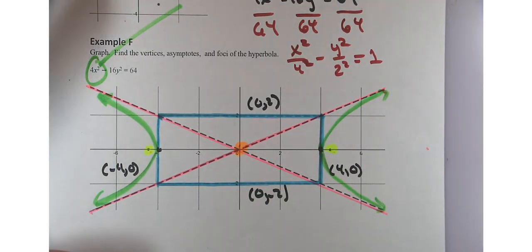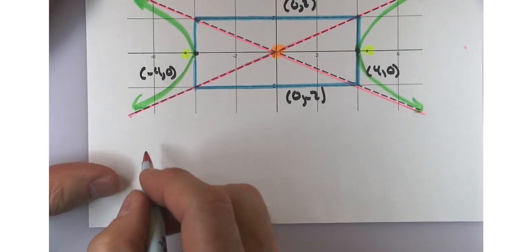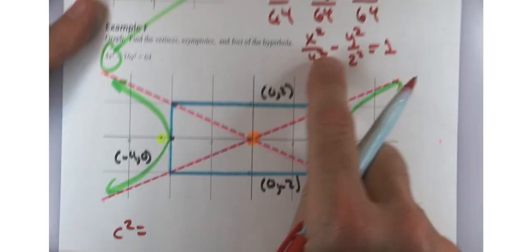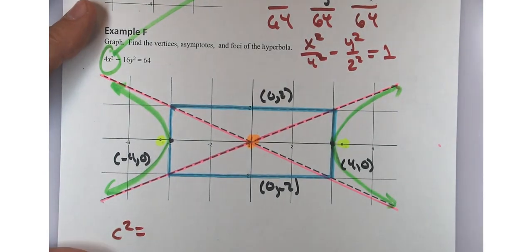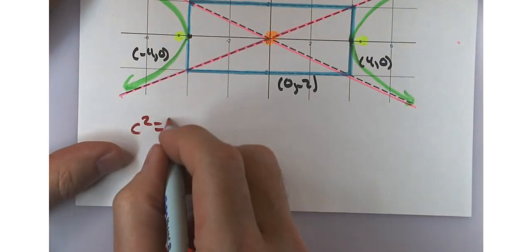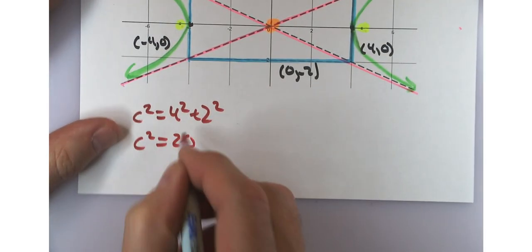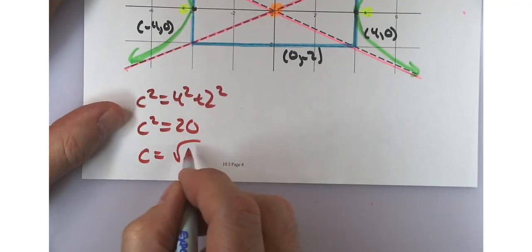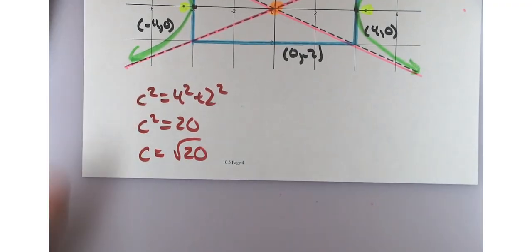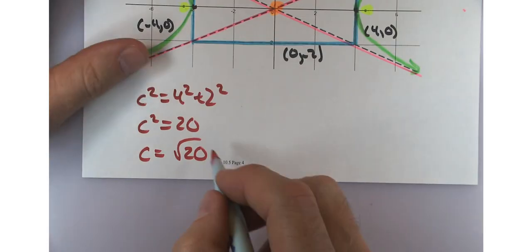So let's finish this off with a calculation of c squared. c squared is going to equal 4 squared plus 2 squared. So that means c squared equals 20. So c is going to be the square root of 20. The square root of 20 is going to be 4 something, about 4.47, probably about 4.5.